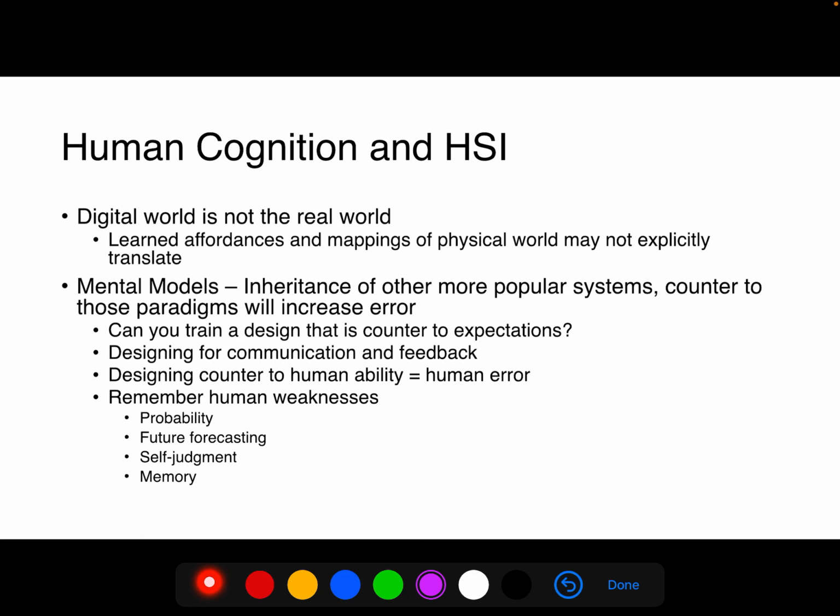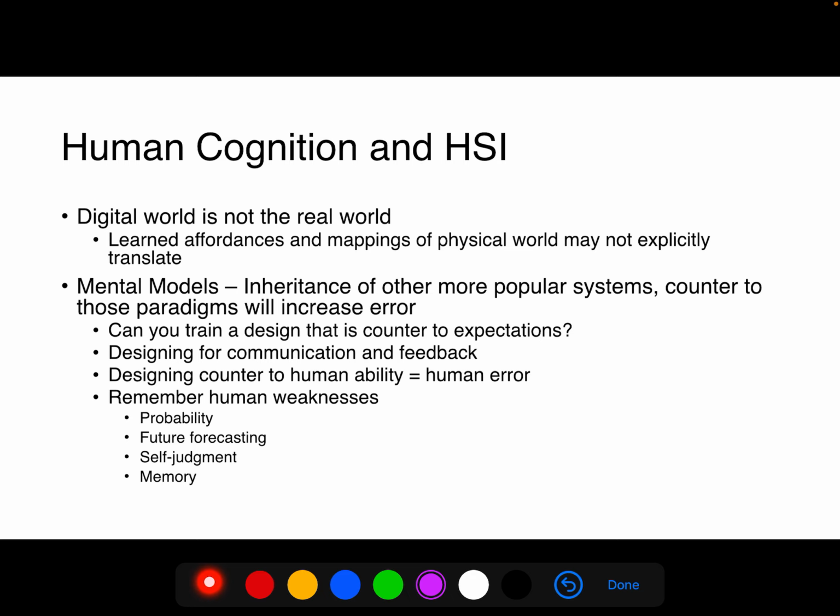So if we think about human cognition and HSI and human performance, the digital world's not the real world, and learned affordances and mappings of the physical world may not explicitly translate. This is one of those things with skeuomorphic design. If we try to make it realistic, we might be relying on affordances that just don't work in the new space. Mental models have inheritance from more popular systems, and if you're running counter to that, it will increase error.